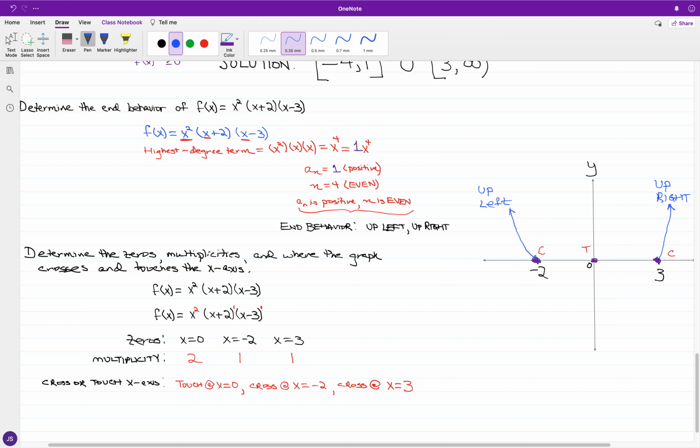So you have crossing from above to below. And it starts to rise again, so you have a touch at the origin. It's going to dip, and then you have to rise back up. And once we get to x equal to 3, the graph again is going to cross. So again, this is what we have for the graph of f of x equal to x squared times the quantity of x plus 2 times the quantity of x minus 3.